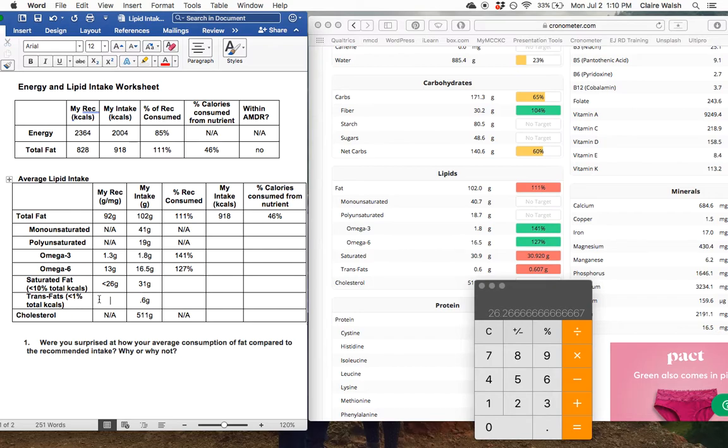Okay, and then trans fat should be less than 1% of total calories. And so what we're looking at, let's see, 0.01 times 2,364 equals 23.64 calories. So if we divide that by 9, then that is 2.6 grams or less.